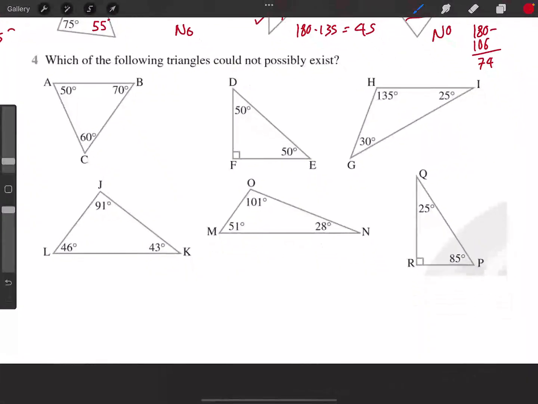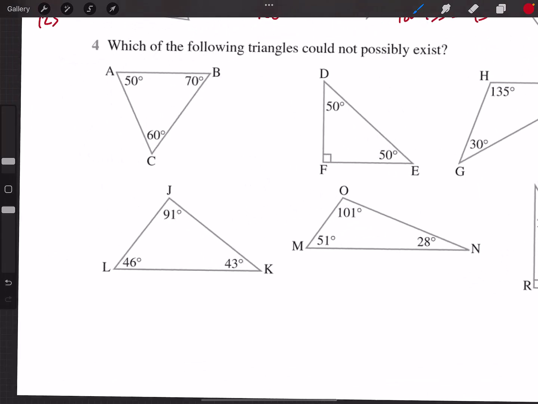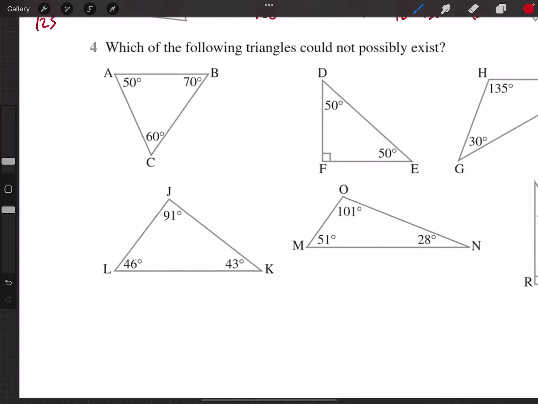Question 4. Which of the following triangles could not possibly exist? Okay, so there's two ways we can determine whether a triangle exists. One is using the length and one is using the angles. For the angles, all you gotta do is make sure they add up to 180. Does this add up to 180? 60 plus 50 plus 70 is 180. Yes, so therefore this triangle can exist.